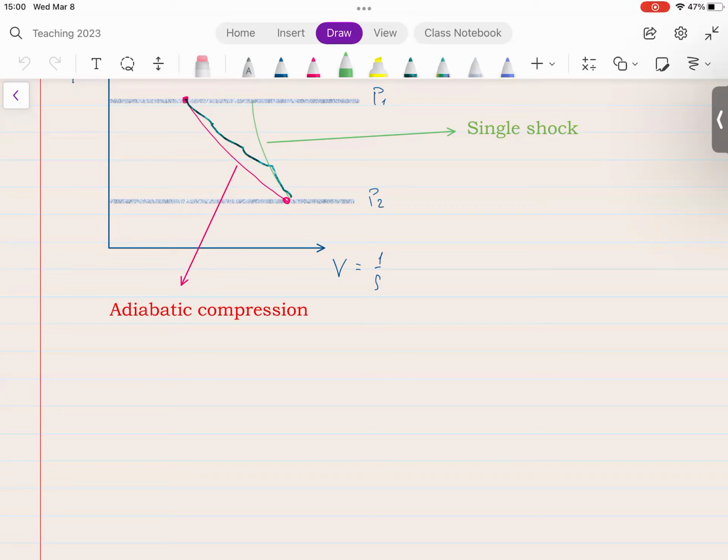There will be something more to say about Fermi degeneracy, but I'm not going to get into that.